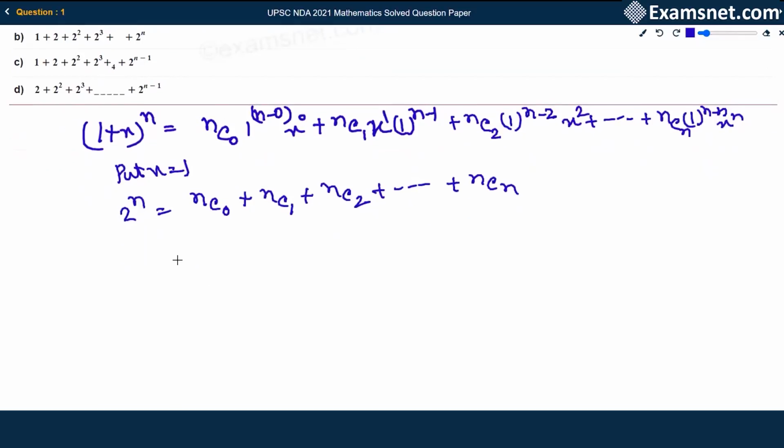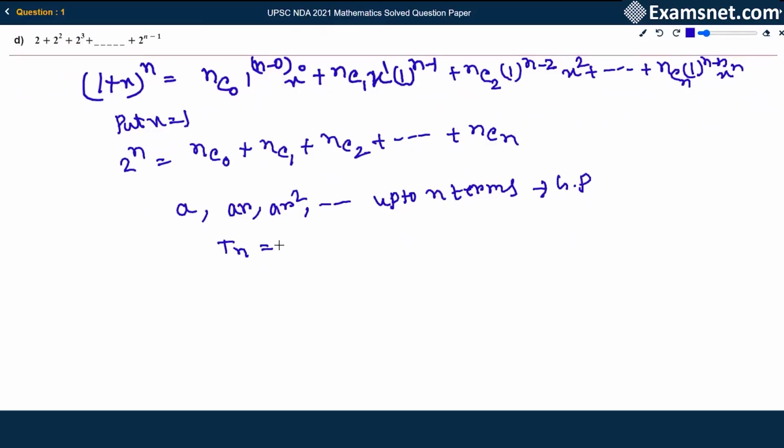If there is a GP series where the first term is a and the common ratio between two terms is r, then the second term will be ar, then ar square, and so on up to n terms. This is a GP series. Now, how do we find the nth term? So Tn will be a r to the power n minus 1.